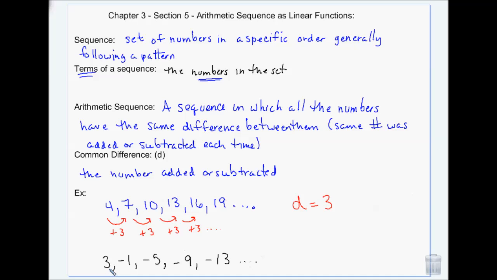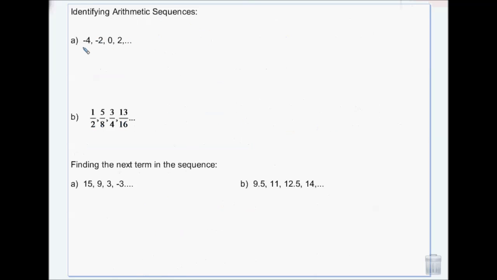Or, you know, I can subtract the same number every time. To get from a 3 to a -1, I'm subtracting 4, subtracting 4, subtracting 4, etc. So in that case, my D is then -4. So if I'm adding, D is positive. If I'm subtracting, D is negative.